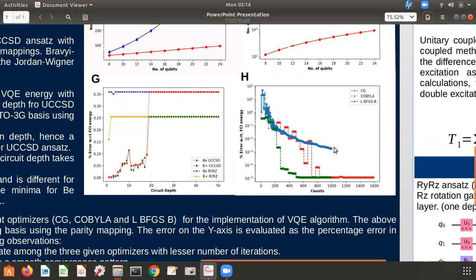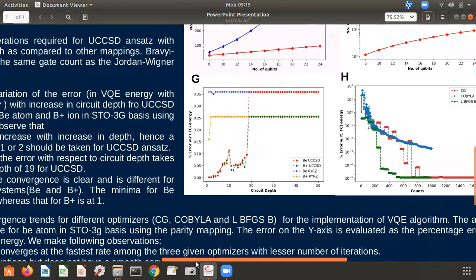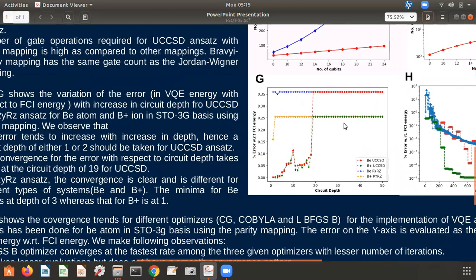Next is the optimizer dependence, and we compare conjugate gradient, COBYLA, and L-BFGS-B. We see that L-BFGS-B converges with the lowest number of iterations and lowest error, whereas CG oscillates a lot and takes more iterations into account. COBYLA converges smoothly but converges to a higher error.